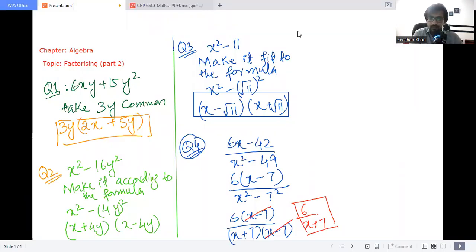Hello, this is the continuation of last lesson. We were studying chapter algebra and the topic is factorizing part 2. So now I have taken a few more questions related to factorizing. Factorization, or factorizing, means to simplify.